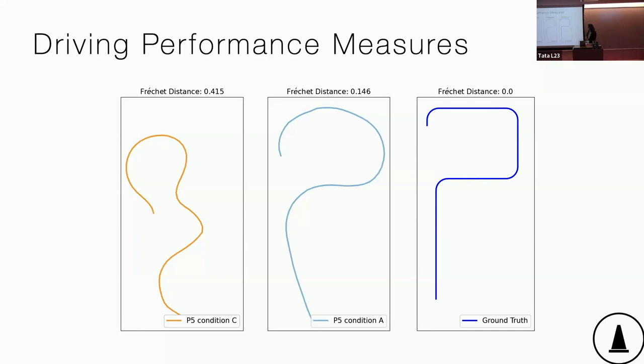So you can see here on the very right side, with the blue line, we have the ground truth, which has a Fréchet distance of zero because it's the same thing. A path driven that is relatively close has a distance of about 0.1. And for paths where participants made mistakes and had to do additional curves to correct their driving, the Fréchet distances were slightly higher.